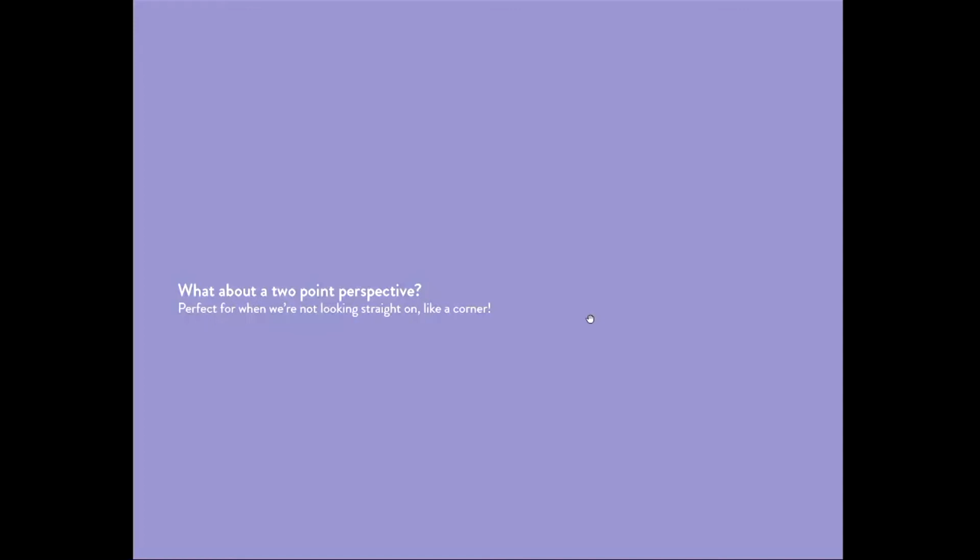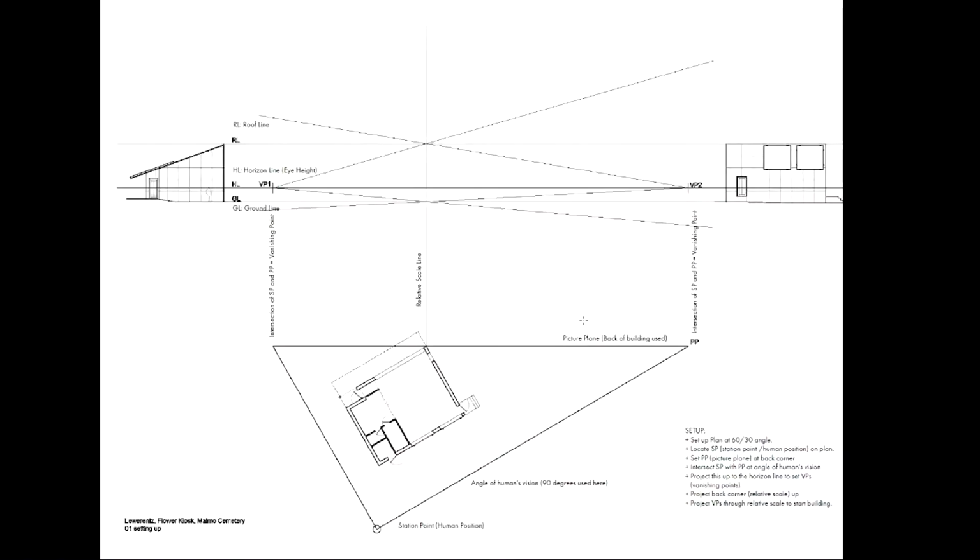Again, we're not doing this manually, but I just want to show you where it comes from. So slightly different this time. What we're doing is now we're turning the plan on its side. Remember I said that if you're doing a 2-point, it's either a corner coming towards you or a corner pushing away from you. This time we have, as we can see, a corner coming towards us. So station point, once again, that's our little human. Then we have our plan with the corner coming towards us.